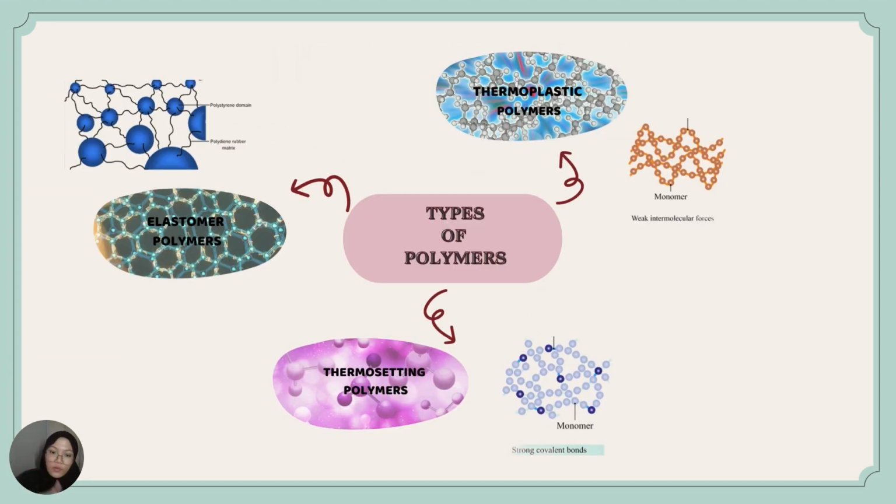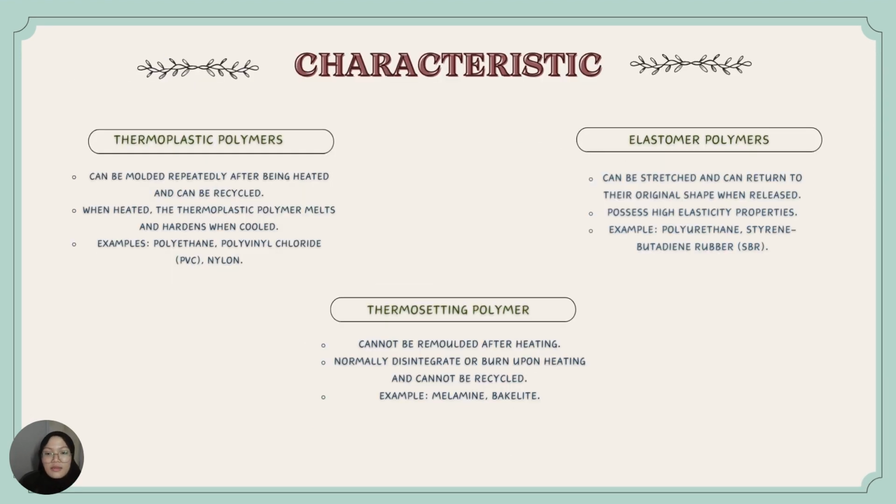There are three types of polymers. The first one is thermoplastic polymers, the second one is thermosetting polymers, and the last one is elastomer polymers. The three types of polymers have their own characteristics. Thermoplastic polymers can be molded repeatedly after being heated and can be recycled. When heated, the thermoplastic polymer melts and hardens when cooled. Thermoplastics are easy to mold and shape when heated because the polymers don't have cross-links between long-chain polymer molecules.